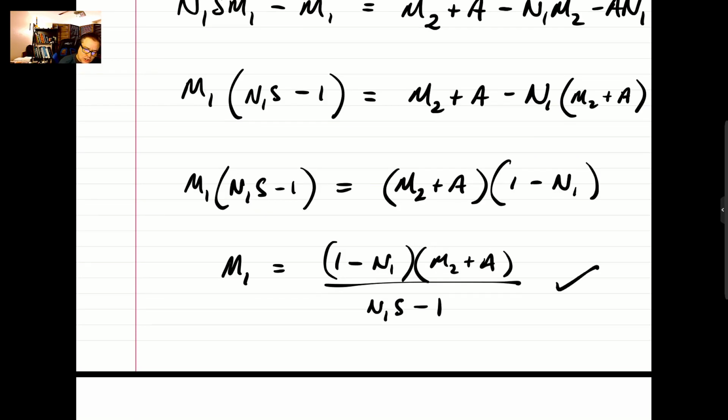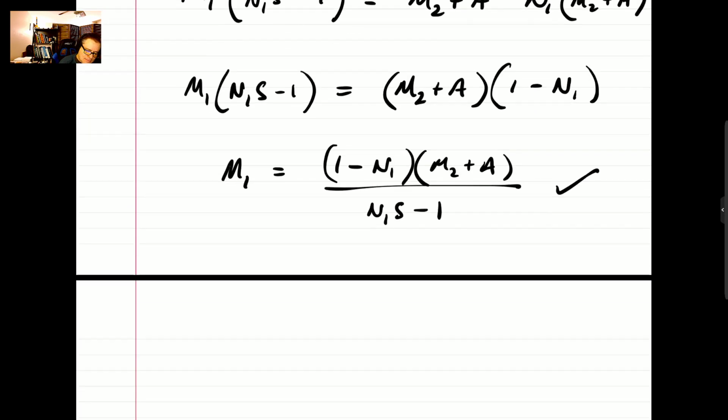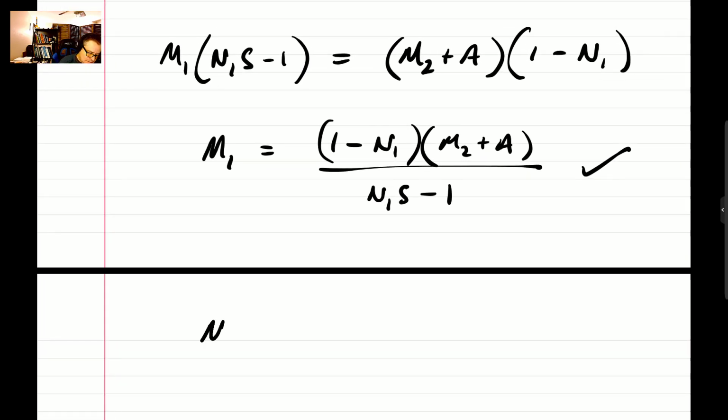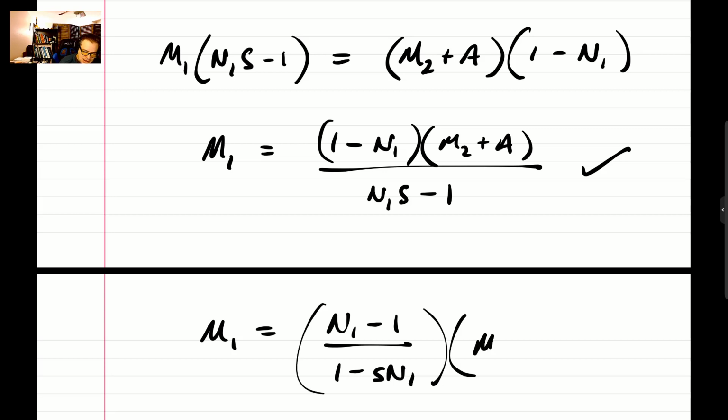That's good. That's it. I'm going to just change the way it's written when I put it into Excel. I'm going to say M1 is, what I'll do is I'll just flip this around and say N1 minus 1 over 1 minus Sn1. And of course I could call those N. And I'll just say it's multiplied by M2 plus A. In other words, if I want the stage 1 step mass, I'll just multiply that same factor I had before times the mass of stage 2 and the payload.